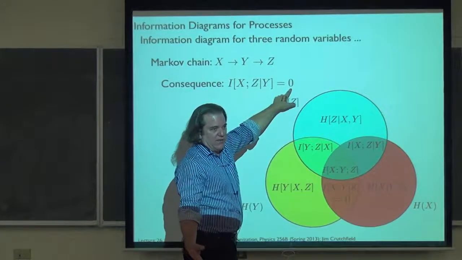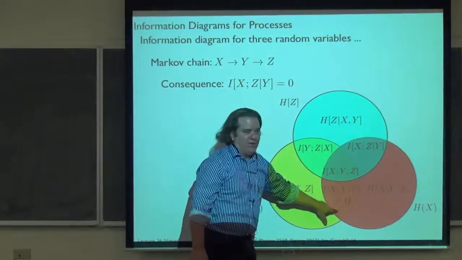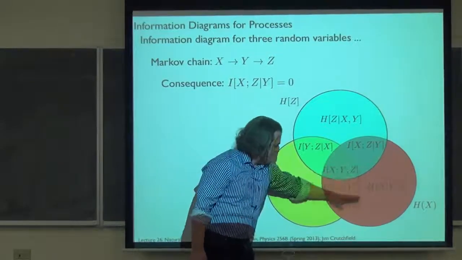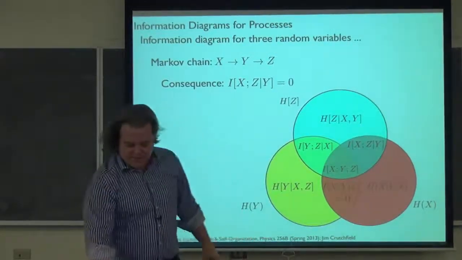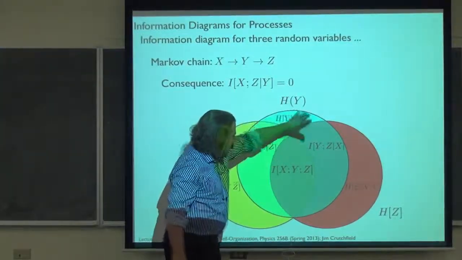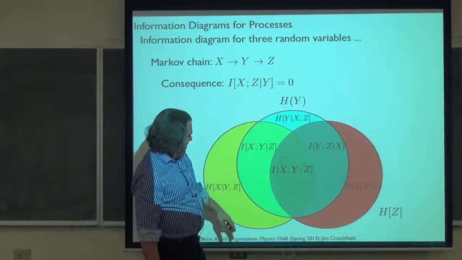That's the informational statement of shielding. It means this little piece down here is zero. So in the case of a Markov chain for three variables, this all simplifies. And we have this, it's almost like a fan fold here. I just sort of slid down the upper variable and got rid of that little piece down there.